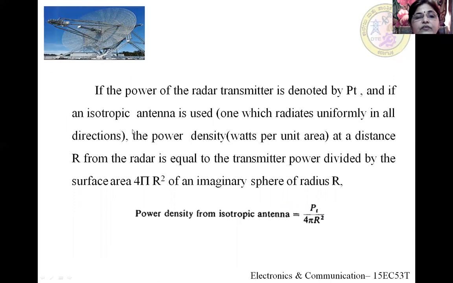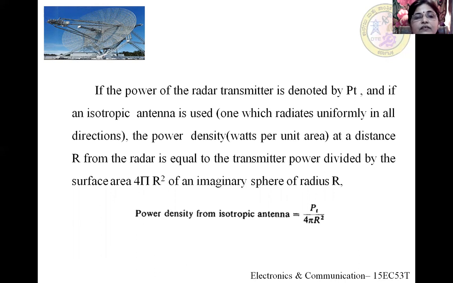So next, let us go to the derivation of the radar range equation. To determine the maximum range of the radar, it is necessary to determine the power of the received echoes and to compare it with the minimum power that the receiver can handle and display satisfactorily.